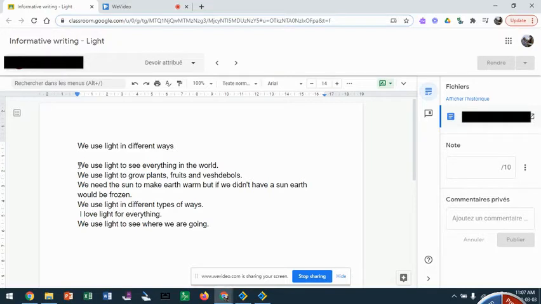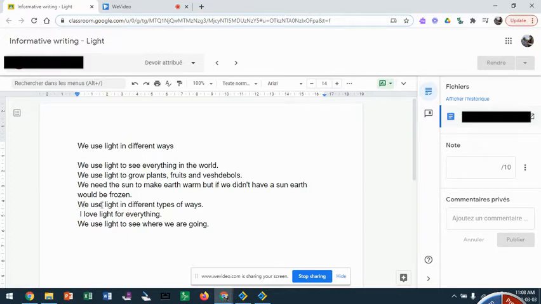Rest of my sentences, same thing in mind. Capital letter at the beginning. For we use light to see everything in the world. Period. Great. That one meets the criteria. Next sentence, capital letter. We use light to grow plants, fruits, and vegetables. Period. That one meets the criteria. We need the sun to make Earth warm, but if we didn't have a sun, Earth would be frozen. Period and capital. That one meets the criteria.